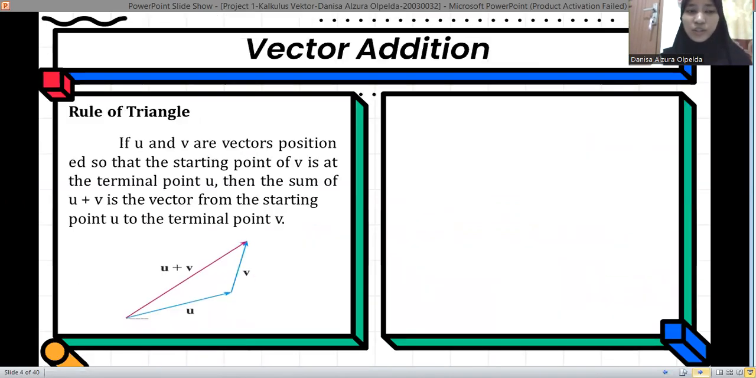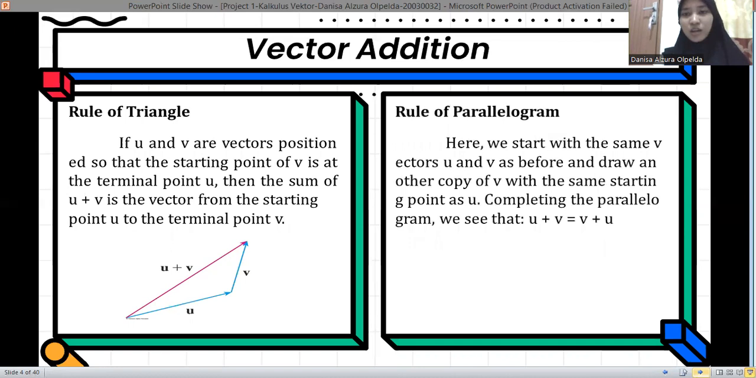Vector addition, rule of triangle. If U and P are vector positions, so that the starting point of P is at the terminal point of U, then the sum U plus P is the vector from the starting point of U to the terminal point of P. Rule of parallelogram. Here, we start with the same vectors U and P as before and draw another copy of P with the same starting point as U. Completing the parallelogram, we see that U plus P is equal to P plus U.